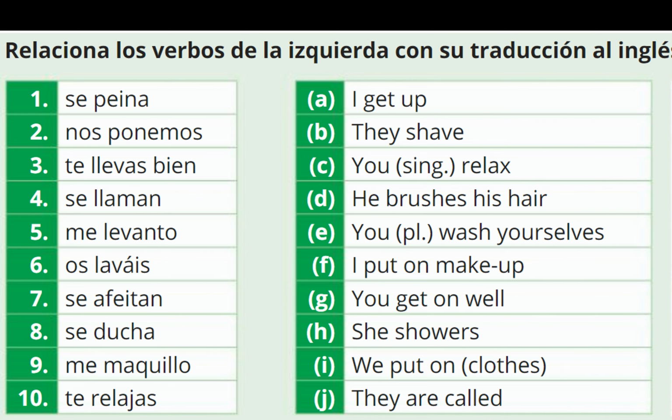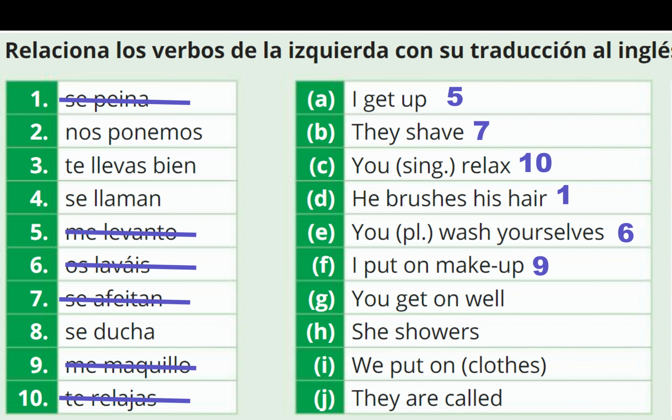Empezamos. I get up: número 1, me levanto. They shave: número 7, se afeitan. You, singular, relax: número 10, te relajas. He brushes his hair: número 1, se peina. You, plural, wash yourselves: número 6, os laváis. I put on makeup: número 9, me maquillo.